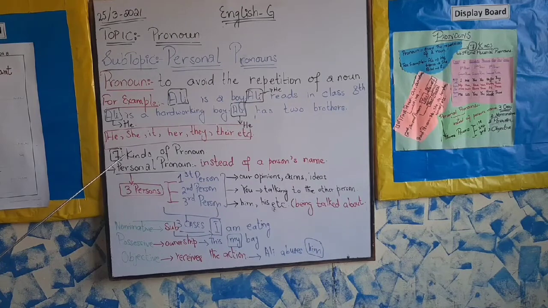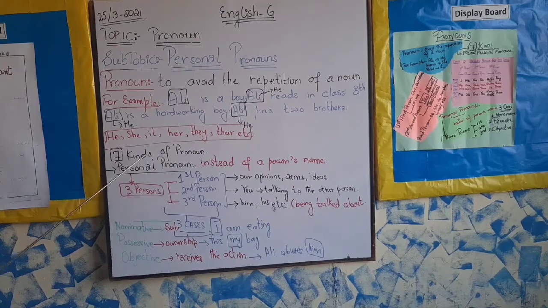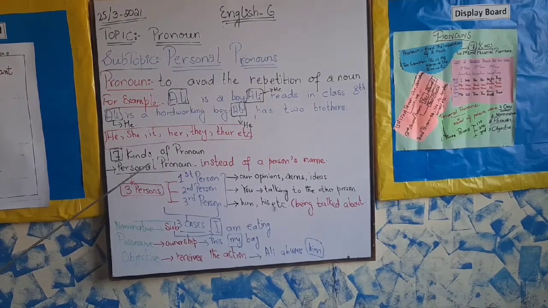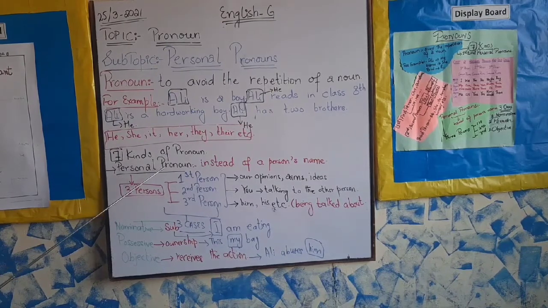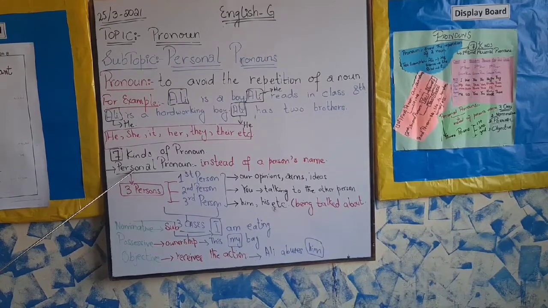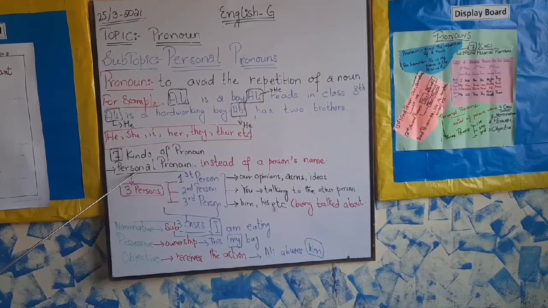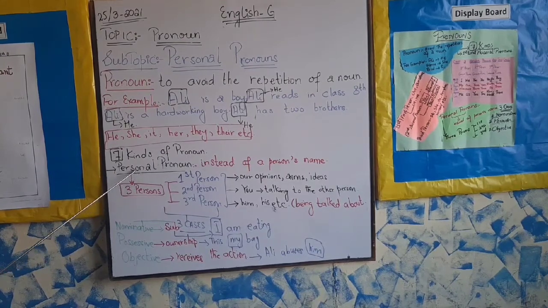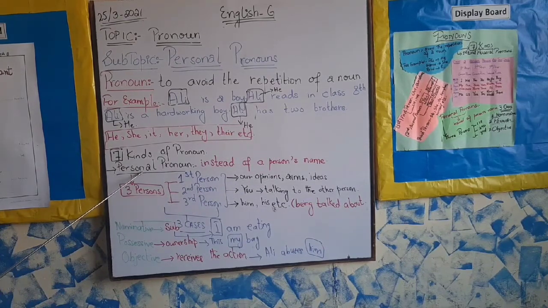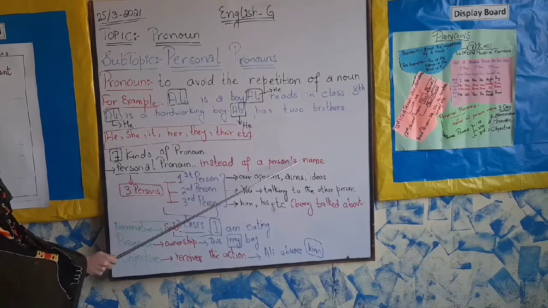Now, we have 7 kinds of pronouns, but today we will study only the personal pronoun. Now, what is a personal pronoun? As the name itself shows, it relates to ourselves, to persons. A personal pronoun is used instead of a person's name.